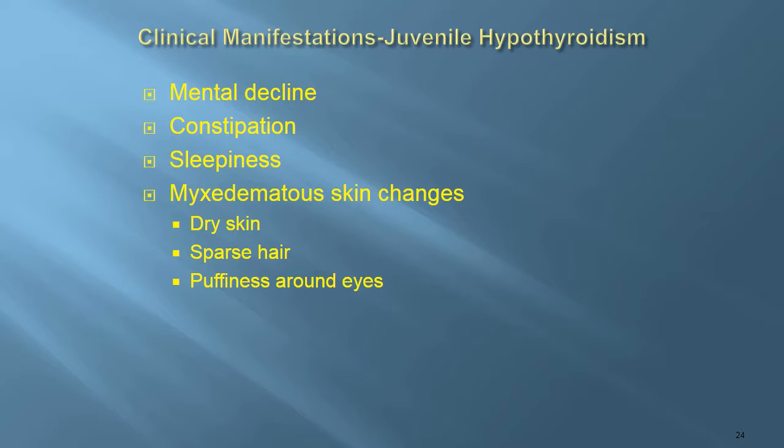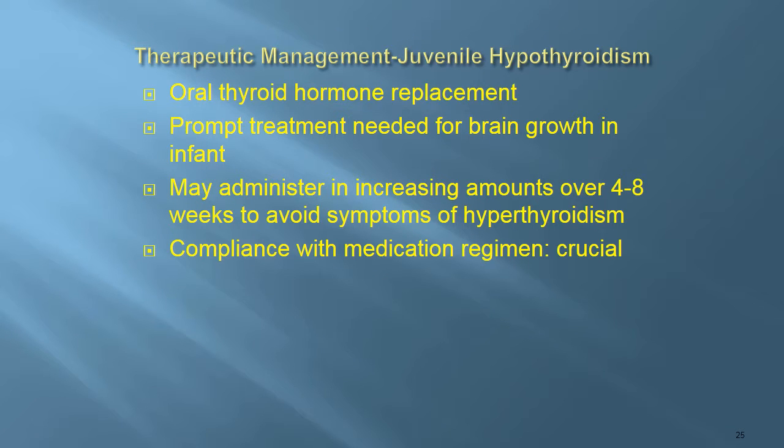Clinical manifestations of juvenile hypothyroidism include mental decline, constipation, sleepiness, myxedematous skin changes such as dry skin, sparse hair, and puffiness around the eyes. Therapeutic management includes oral thyroid hormone replacement. Prompt treatment is needed for brain growth in the infant. It may be administered in increasing amounts over 4 to 8 weeks to avoid symptoms of hyperthyroidism. Compliance with the medication regimen is crucial.